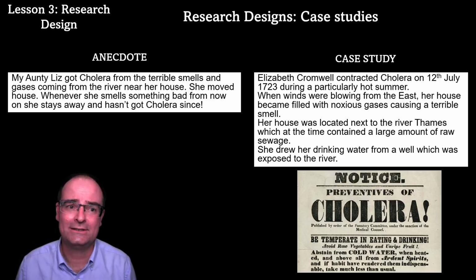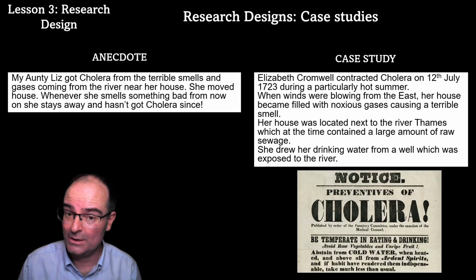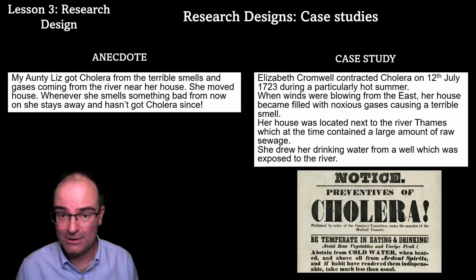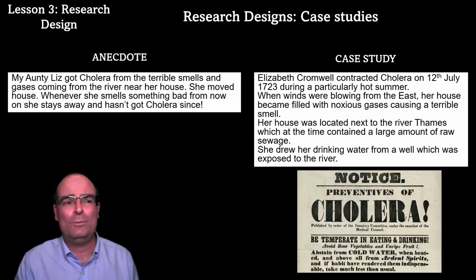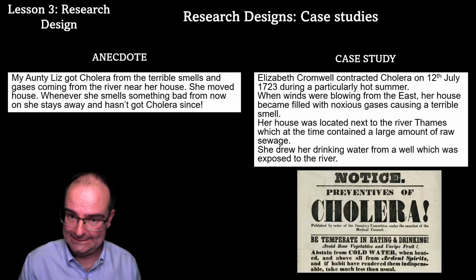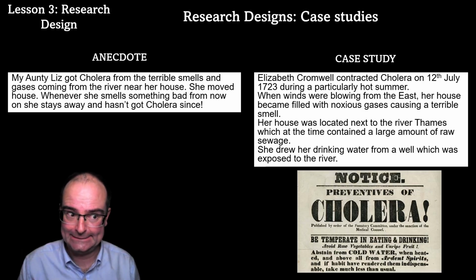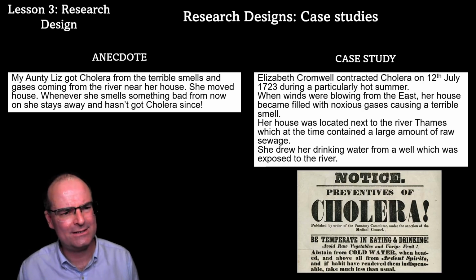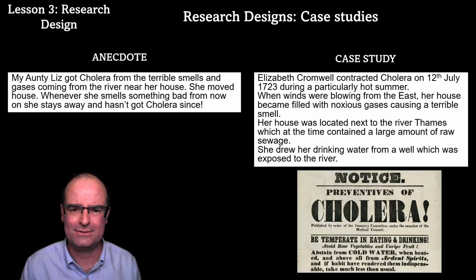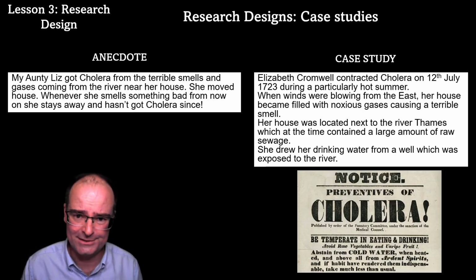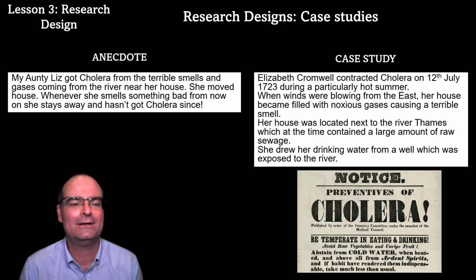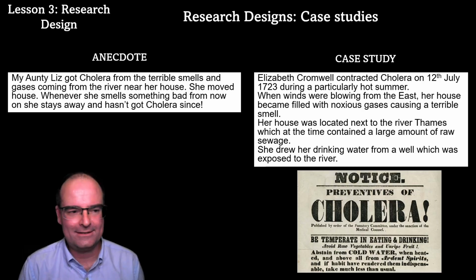Scientifically useless. Imagine if you were trained in qualitative research hundreds of years ago, you would write down everything. When winds were blowing from the east, terrible noxious gases, okay? Her house was located next to the River Thames, which at the time contained a large amount of raw sewage. They did not have a sewerage system under London. They did soon when they worked out what was going on, but they didn't at the time. And she drew her drinking water from a well.